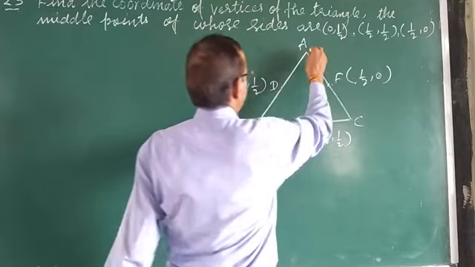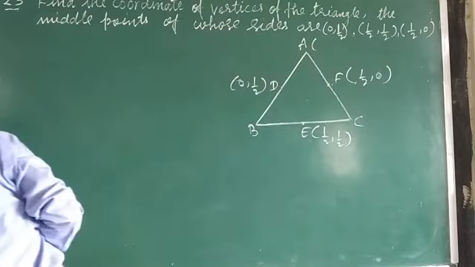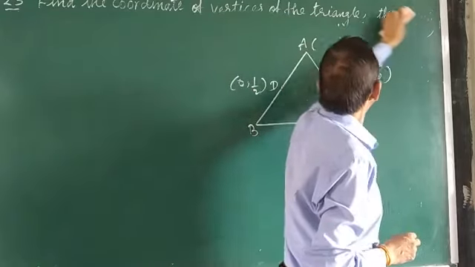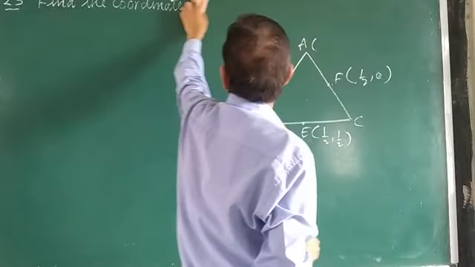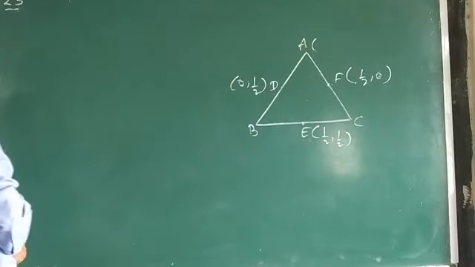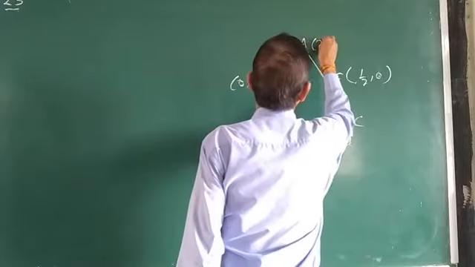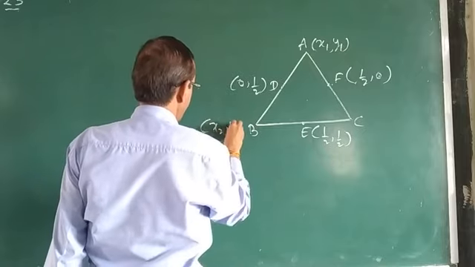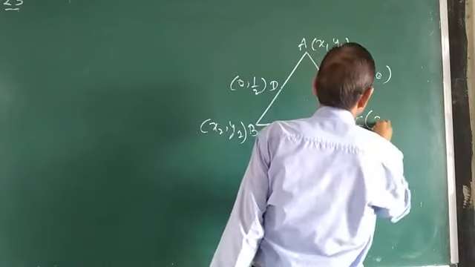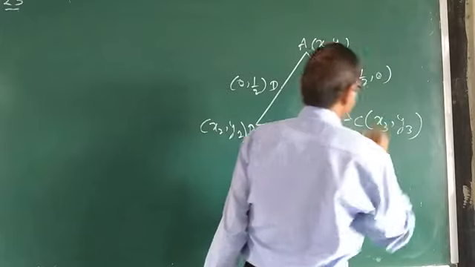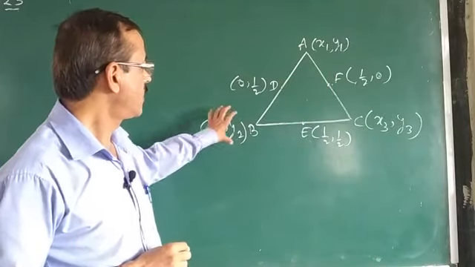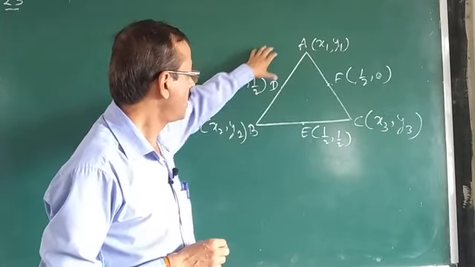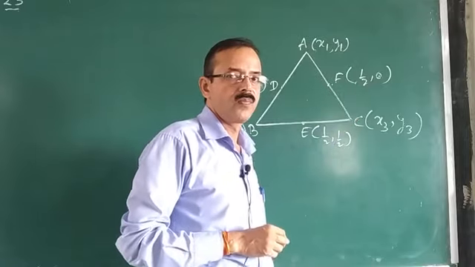So let the vertices of this triangle be (x1, y1), this (x2, y2), this (x3, y3). What you have to find is the vertices of this triangle. What is given? The midpoints of the sides are given. Okay?